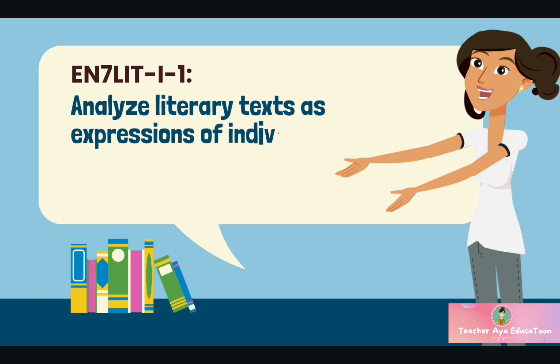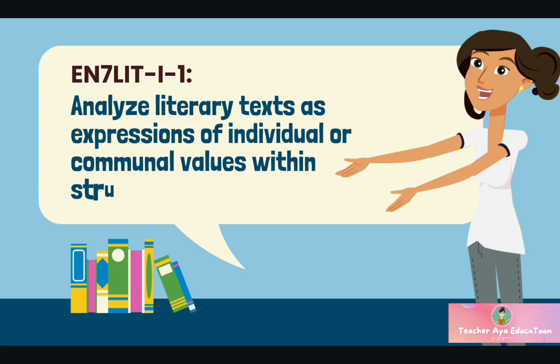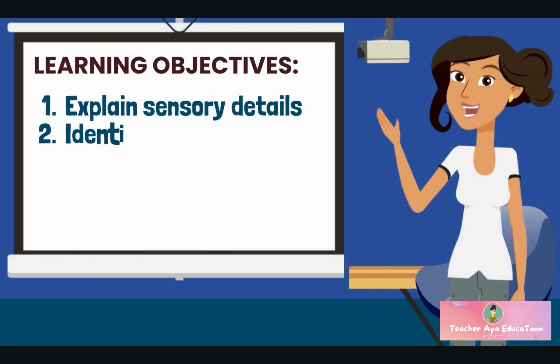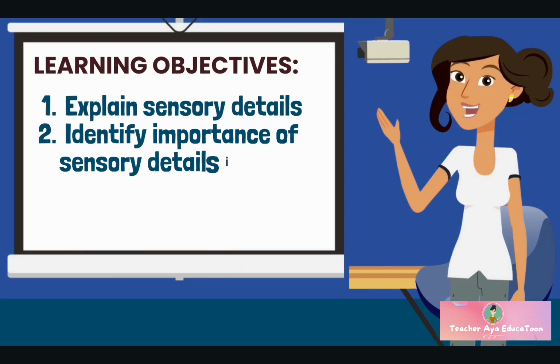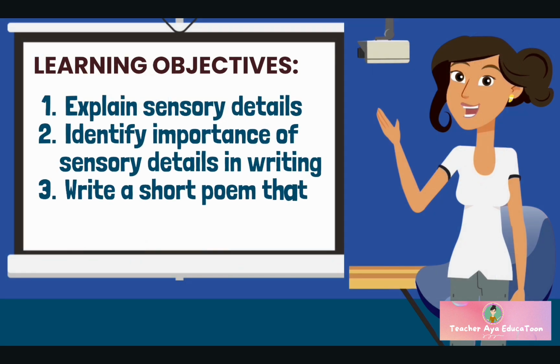Today, we are going to analyze literary texts as expressions of individual communal values within structural context. Specifically, we are going to explain sensory details, identify the importance of sensory details in writing, and write a short poem that contains images.